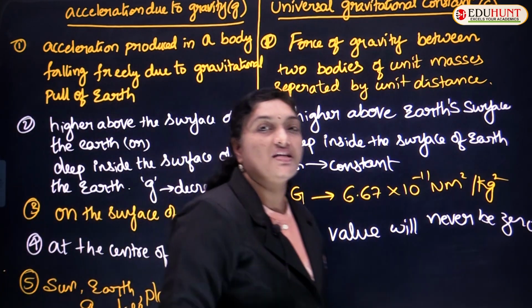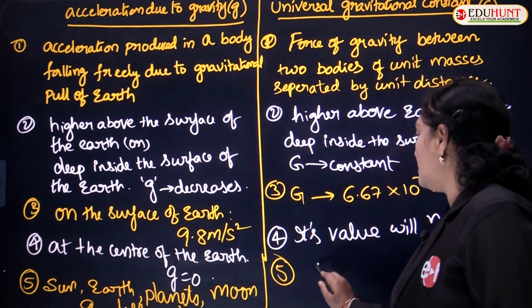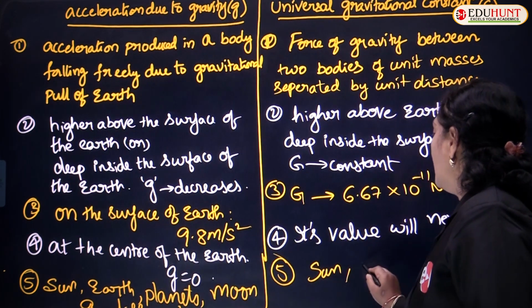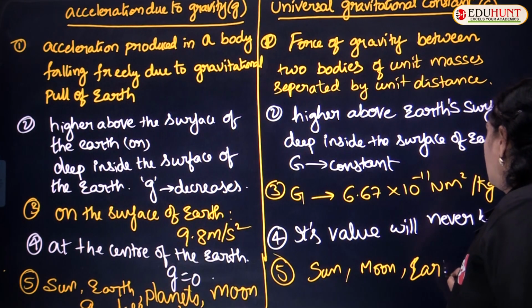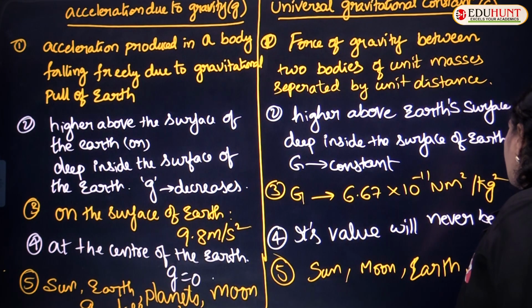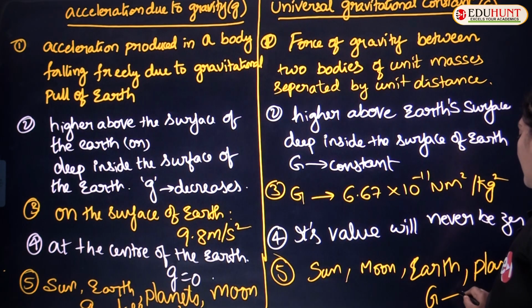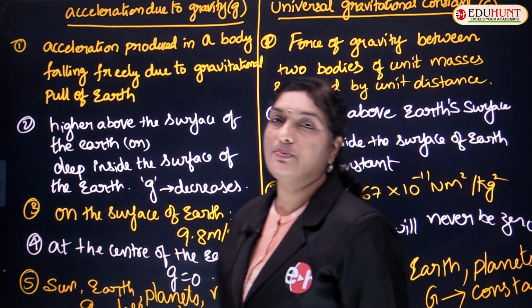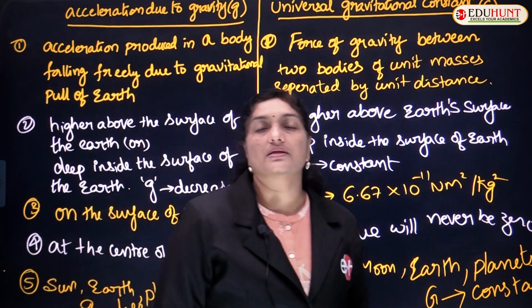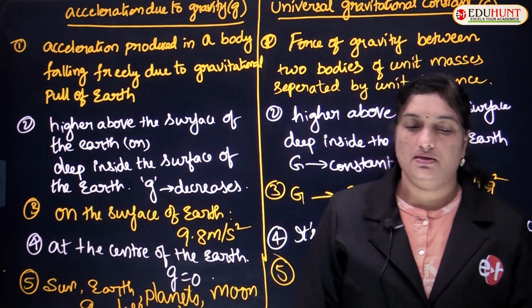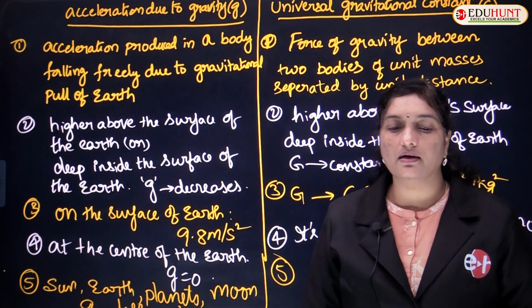But what about capital G, children? It will never change. It is constant whether you consider the surface of the sun, moon, earth, or any other planets, wherever you consider, the value of capital G will not change. So this value remains constant. So this is all about the differences between the acceleration due to gravity as well as the universal gravitational constant. Okay, children.